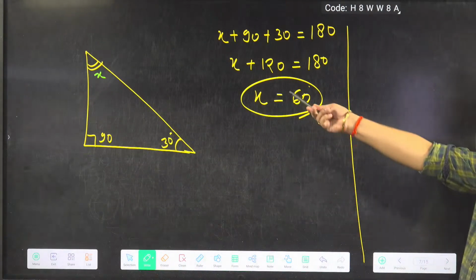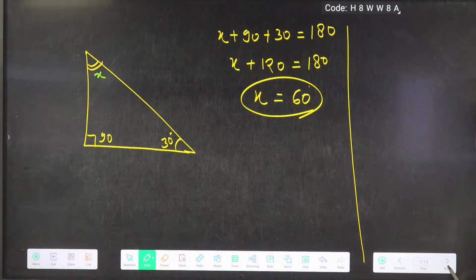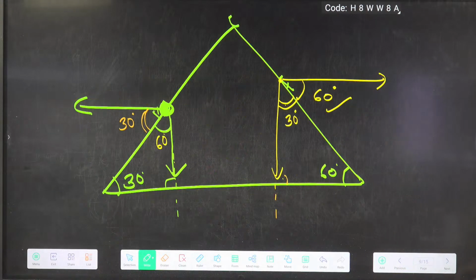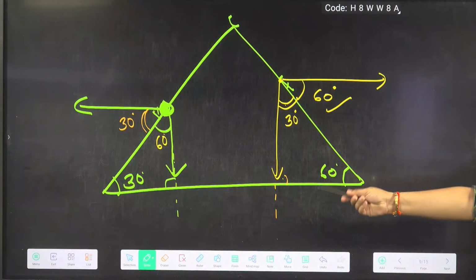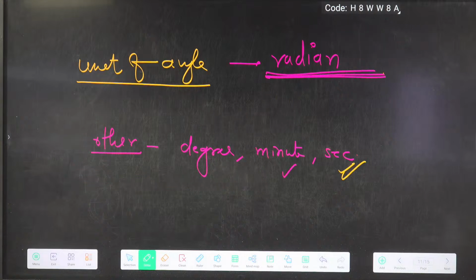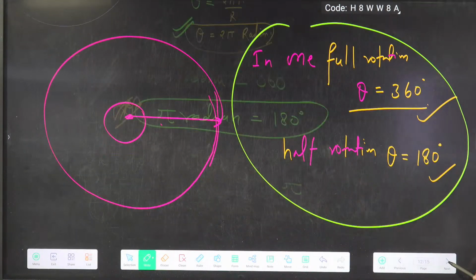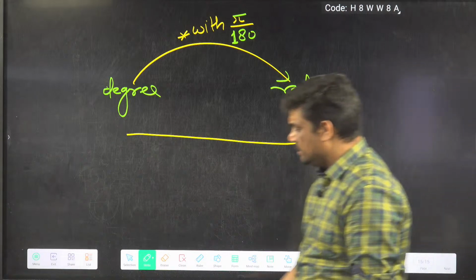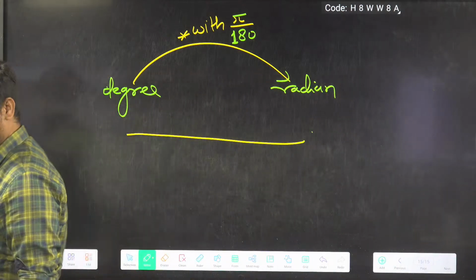Then we have done like this. We can find the angles because summation is the 180. Like here we got this question. Then we got these angles here, and how to find these, we can extend the surface, first surface, second surface. We extended, we got the angles, and then we have done this degree and radian conversion. And for this conversion, we have to multiply with the pi by 180.